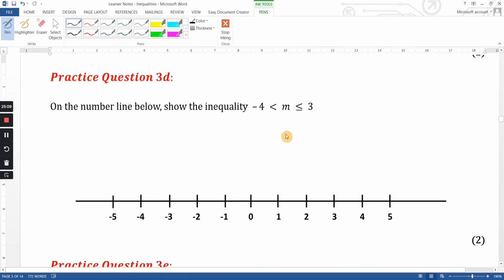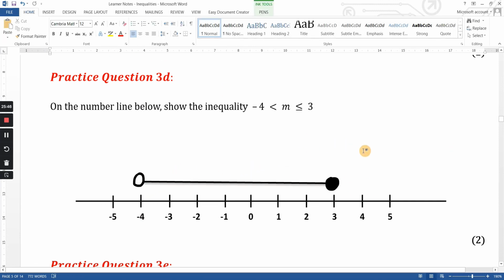Next one. On the number line below, show the inequality -4 is less than m, which is less than or equal to 3. So -4 is here, 3 is here, 3 is included, let's fill that in, and -4 is not included, so that's empty. Let's draw the line in between. Yep, there's my answer. So it should look something like this.